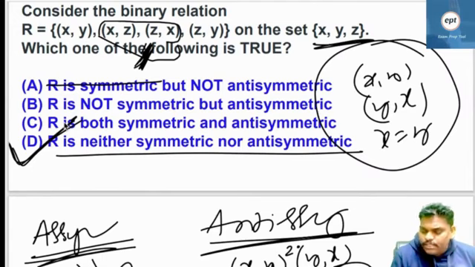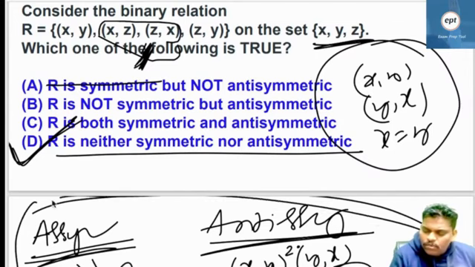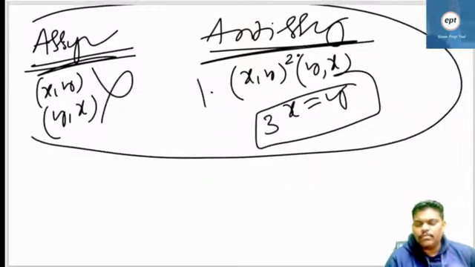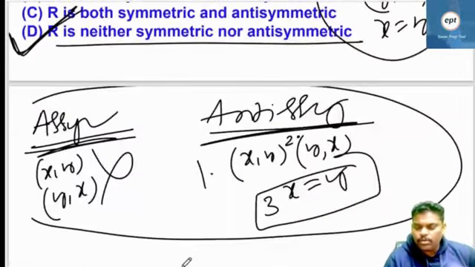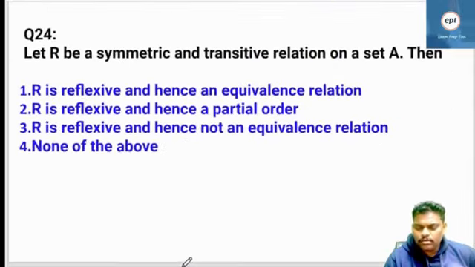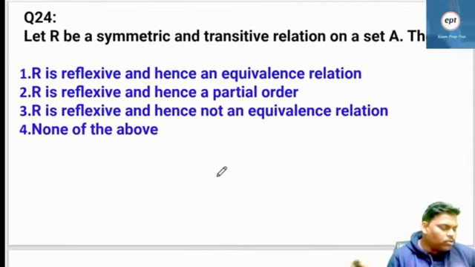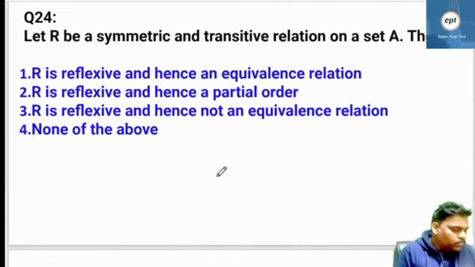If anyone is not okay with this, please see the definitions of these two. This is the only thing I want to convey to you: see the difference between asymmetric and anti-symmetric. So problem number 23, everyone okay, option D. What is problem 24? Can you say what is 24?